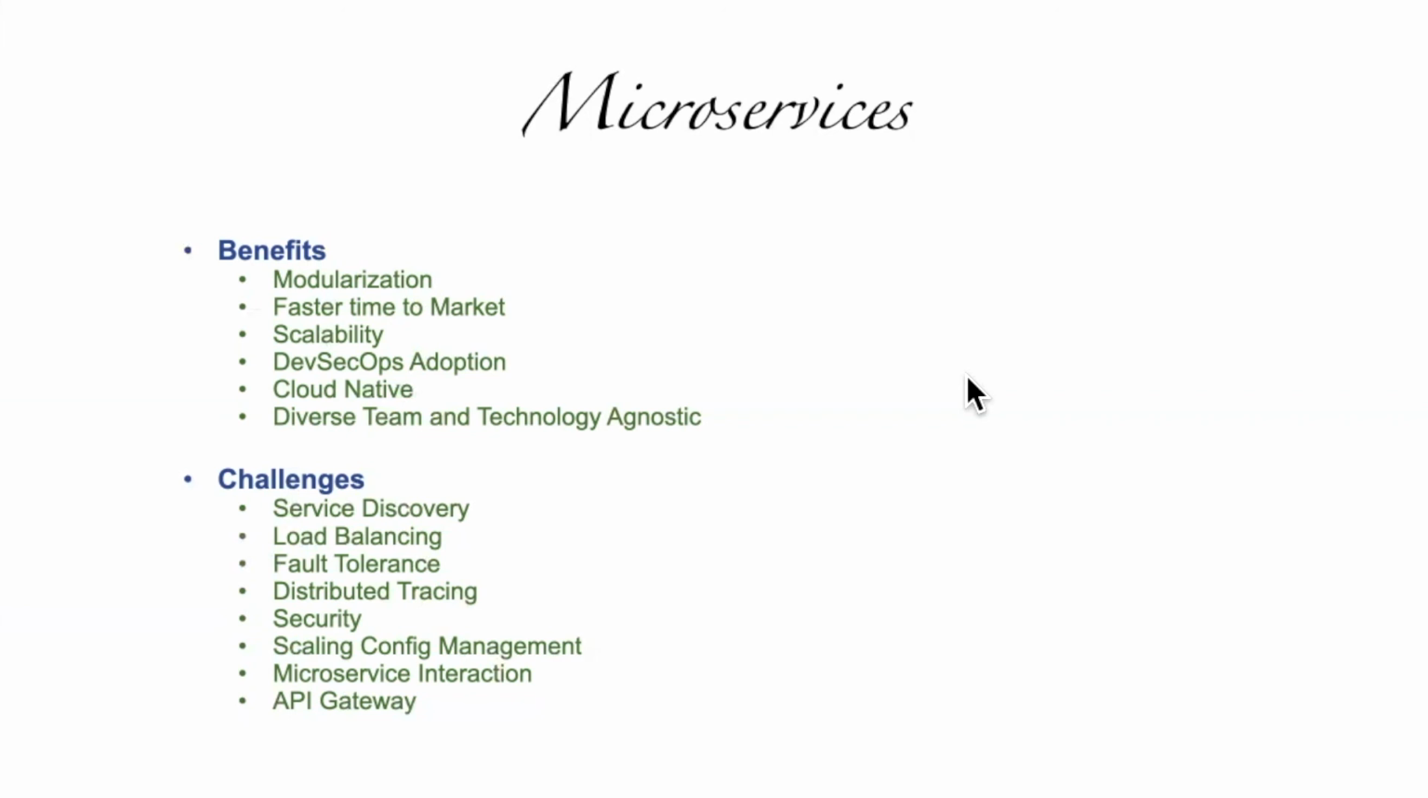We have seen the monolith world, we have seen the microservice world, and how microservices are evolving, and the key benefits like modularization, scalability, cloud native, technology agnostic, and many challenges like service discovery, load balancing, fault tolerance, distributed tracing, security, interaction between them, and many others. To summarize, microservice is a great architectural style for distributed and cloud native applications.